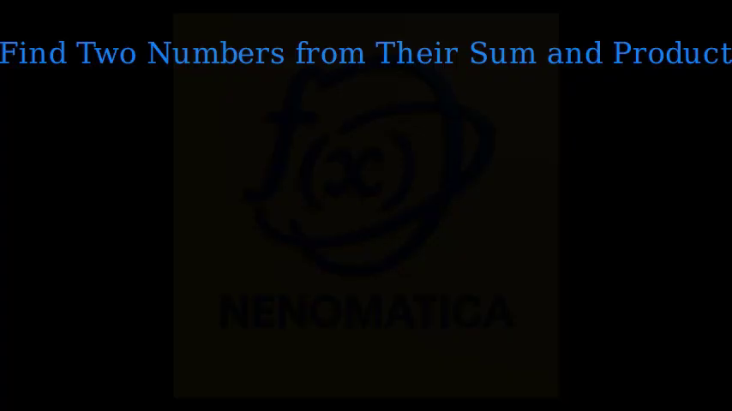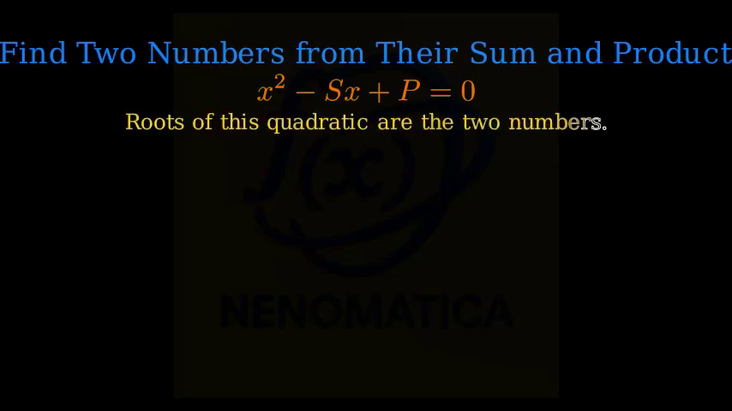If x1 and x2 are the unknown numbers with sum capital S and product capital P, then x squared minus Sx plus P equals 0 has roots x1 and x2. So we first write the template. The two numbers we seek will be the solutions of this quadratic.